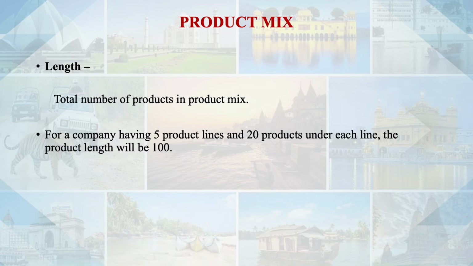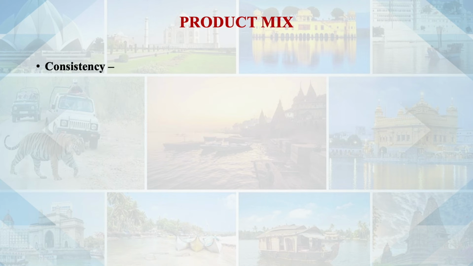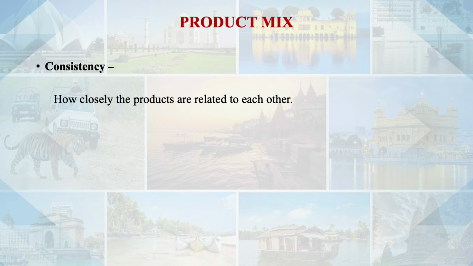So in case of a travel agency, if it is operating 5 product lines, that is inbound, outbound, domestic, forex and travel insurance, and under each line there are 20 different products, so the product length for that organization will be 20 into 500. The next is the consistency, how closely the products are related to each other.